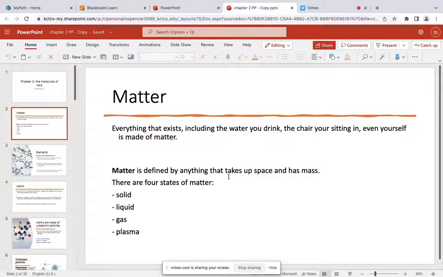So this is matter. Matter is essentially everything that exists. This includes me, you, the water that you drink, the chair you're sitting in. So you can typically define matter in 4 different phases, this being a solid, a liquid, gas, and something called plasma. Just knowing that these exist in these 4 states.